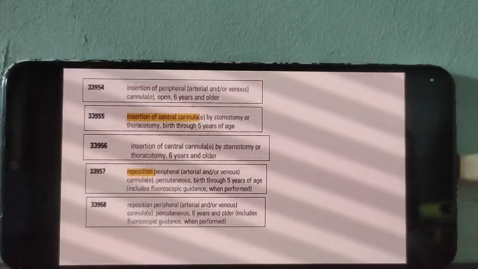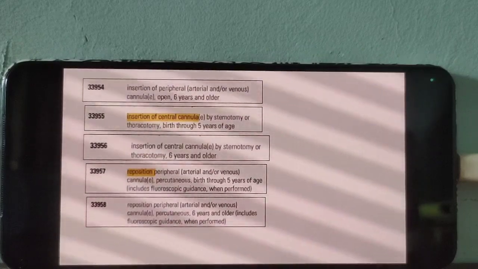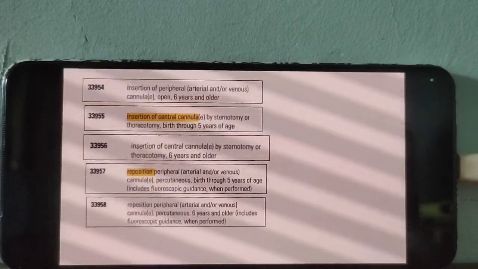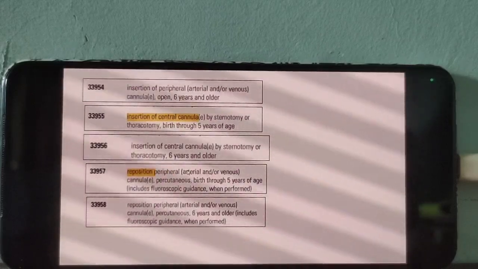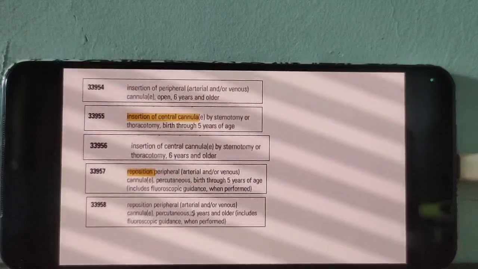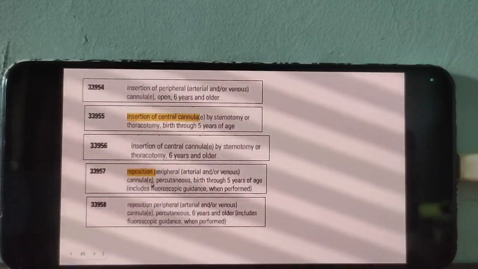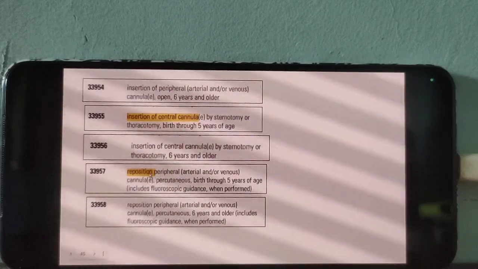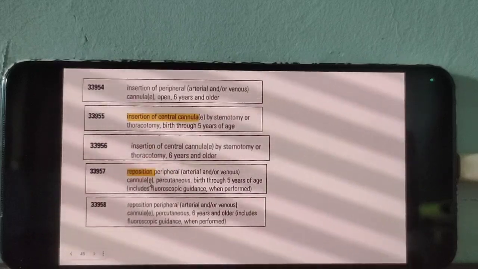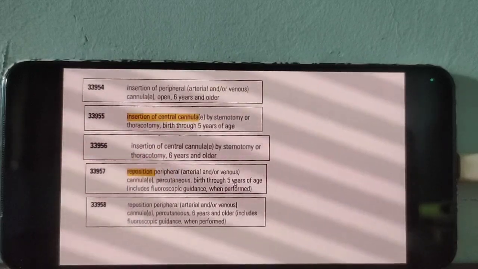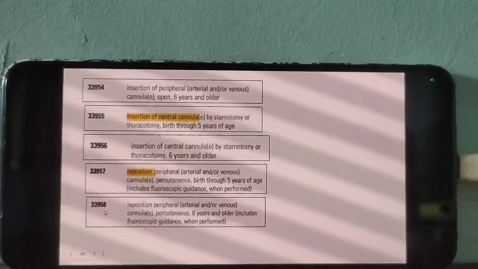To relocate the device at the proper position, same like that: birth through 5 years of patient age, 33957; 6 years and older, 33958. So repositioning of peripheral cannula is a key term. For birth through 5 years of patient age, 33957; 6 years and older, 33958. That's it.